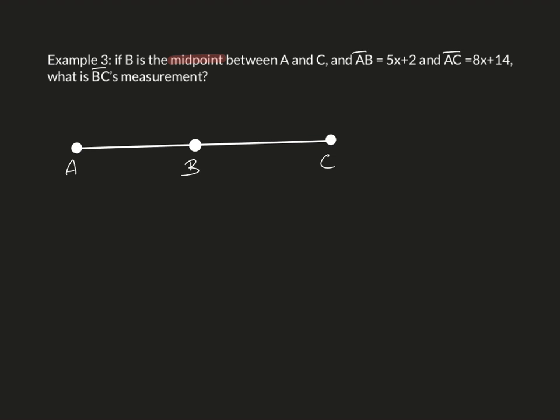And then they gave us some information. Now, hopefully you guys are able at this point to figure out that if it says AB is 5x plus 2, that would go on the segment AB. And AC is 8x plus 14, that should go on the segment AC. And then the question wants us to know, what is BC's measurement? So what would BC be?